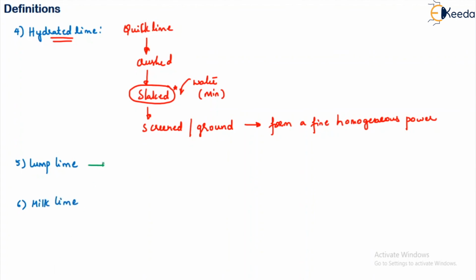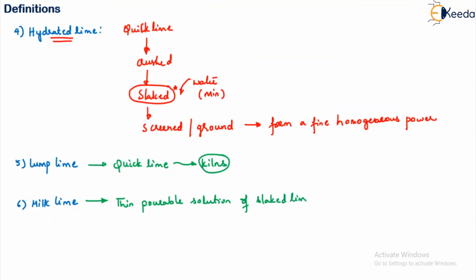Now what exactly is a lump lime? This is a quick lime which is coming out of the kilns. What are kilns? These are the manufacturing units of the lime. In the manufacturing of lime, we will discuss this in more detail. Okay. And what is milk lime? This is a thin pourable solution of the slaked lime in water. Generally, out of the 100%, 10% of lime we will put in the 90% of water to form the milk lime.